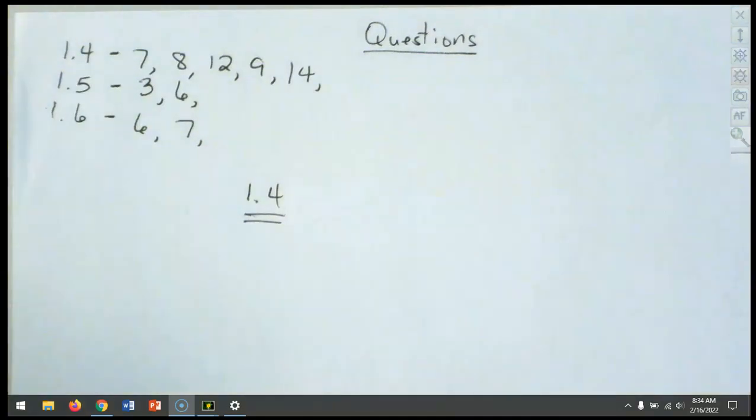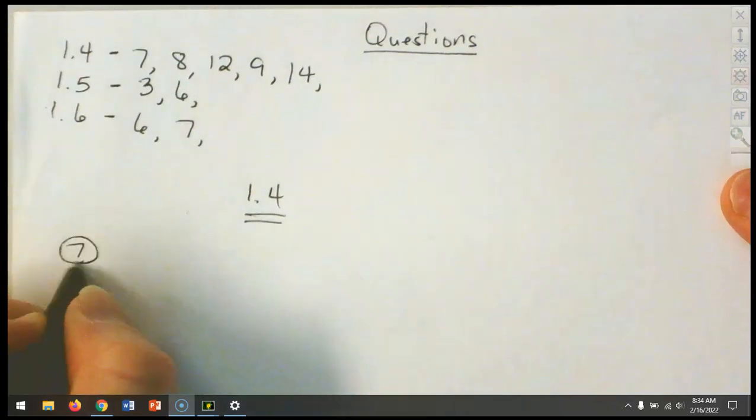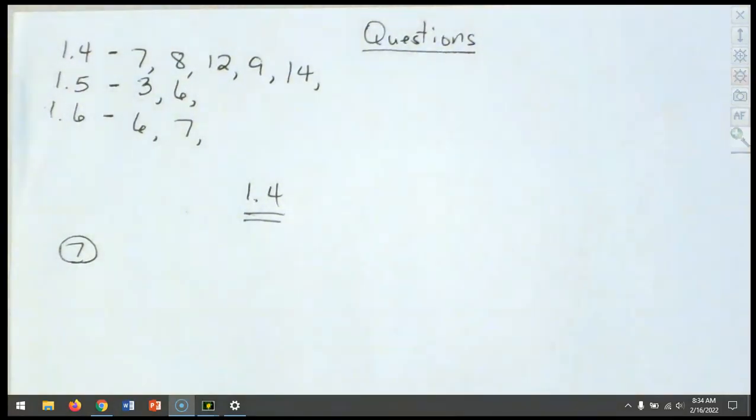Okay, so we're going to start with 1.4, and we're going to begin by looking at question number 7. Now, on these, I may not work them out completely, but I will get you to the point to where you have the equation, unless there's extra things at the end that we need to be careful of.